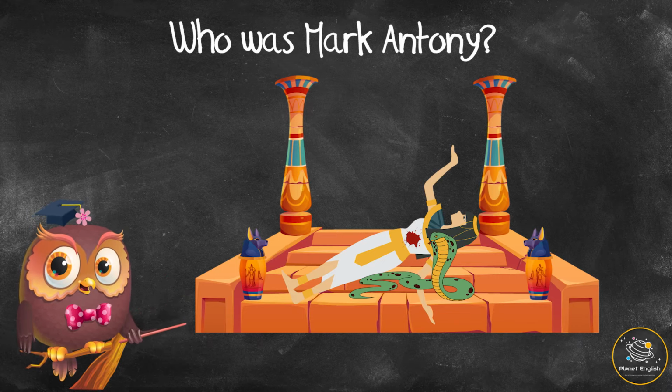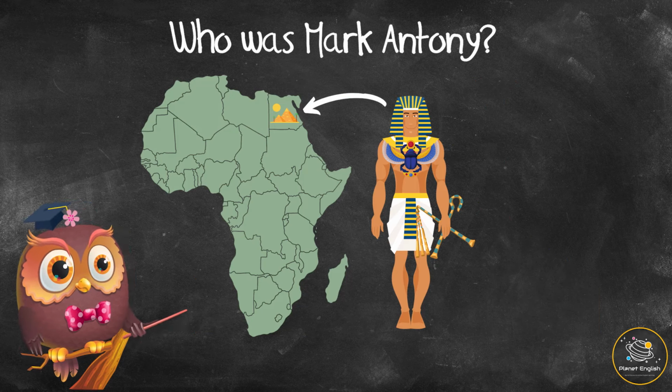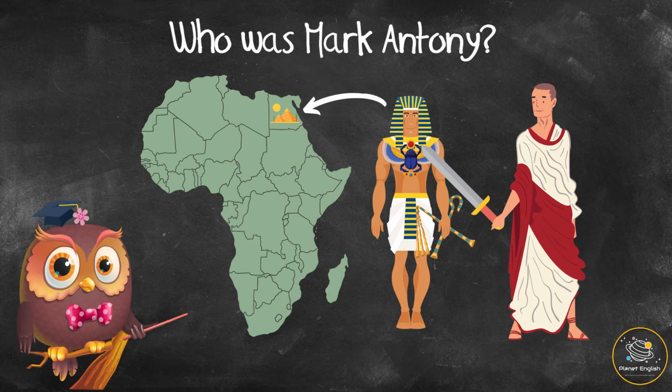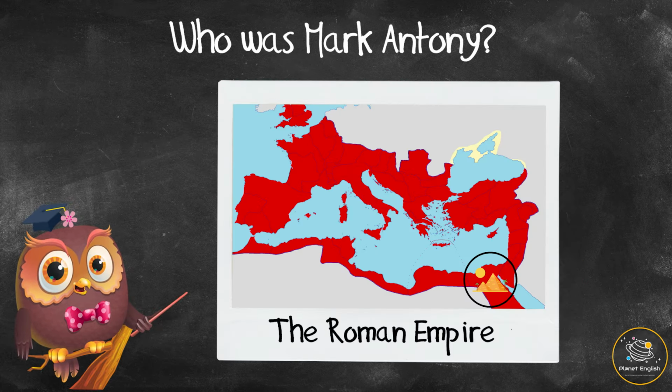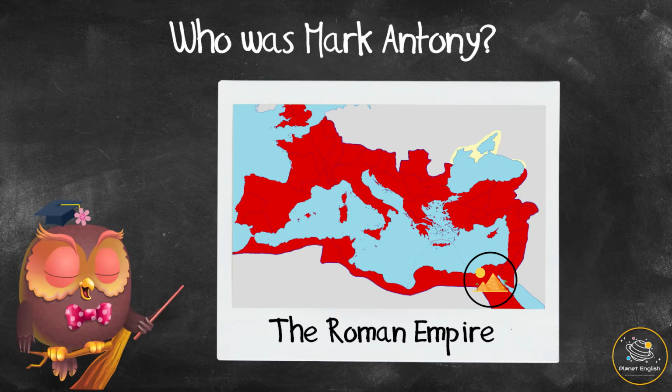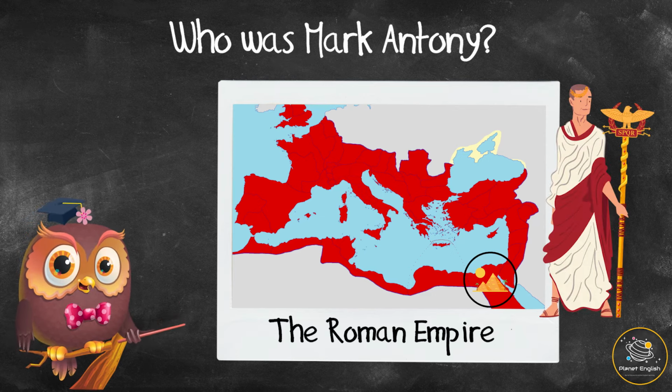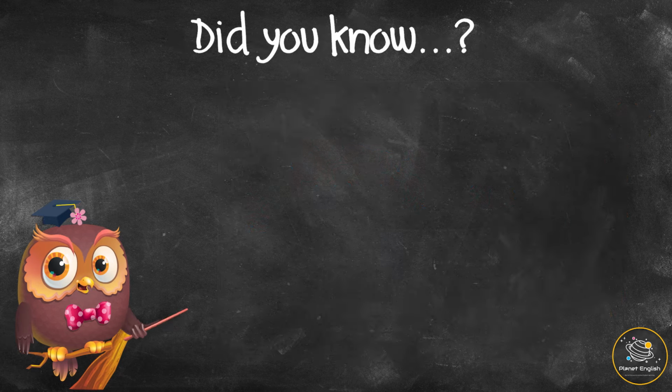After her death, Cleopatra's son, Caesarion, ruled Egypt for a short time, but he was soon overpowered by Octavian. After Cleopatra's death, Egypt became a province of the Roman Empire under the rule of Octavian, who named himself the Emperor Augustus. Did you know?